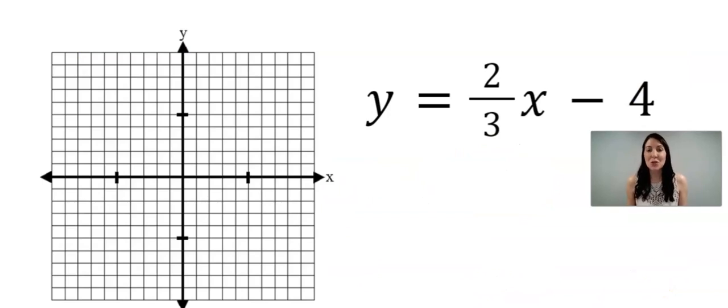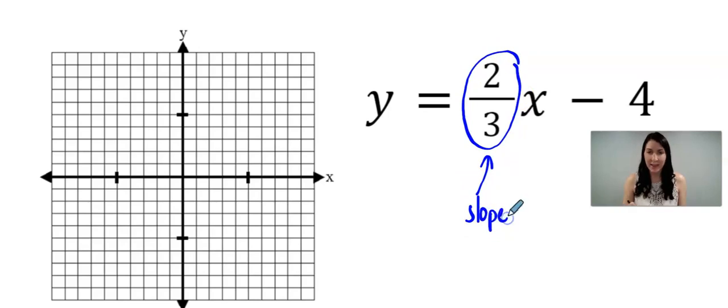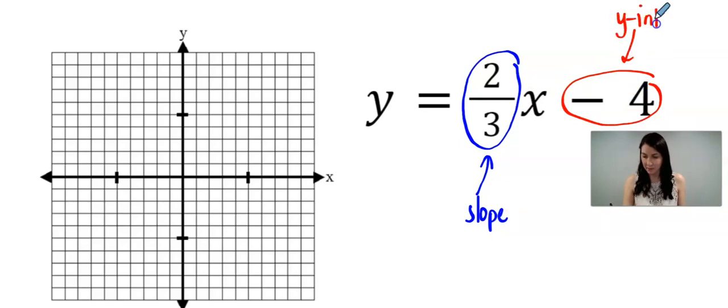y = 2/3 x - 4. So, as we saw on the previous slide, the value in front of x, that's my slope. And then the next value over here, that's the y-intercept. Now, what do you always start graphing? You start with the y-intercept. So I'm going to put a 1 here to show that's where I'm going to begin.